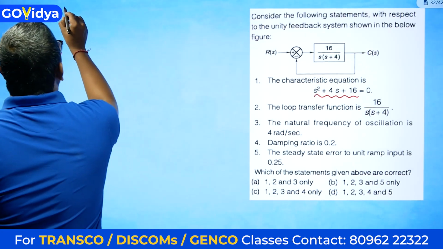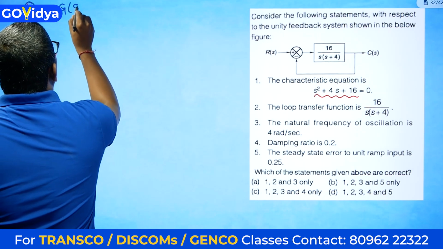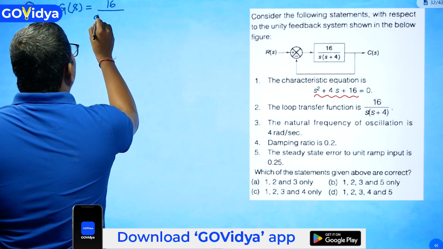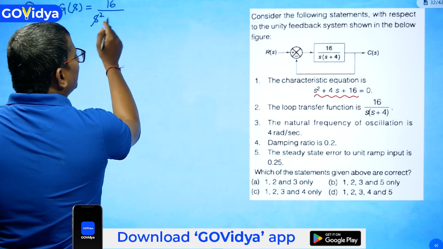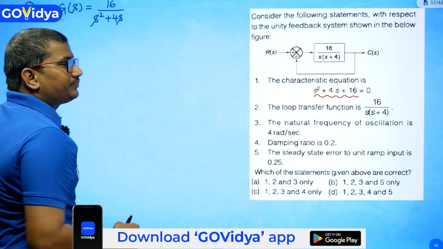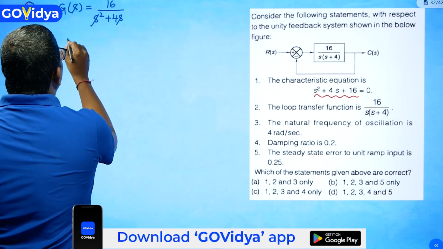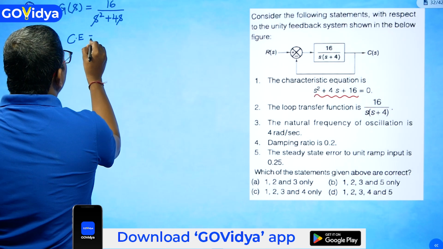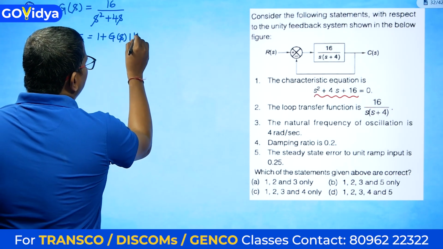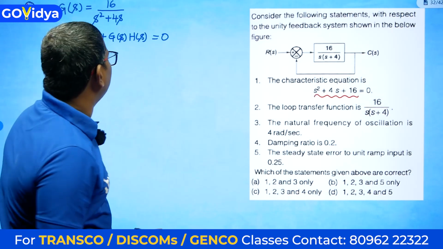So what is the G of s they have given? Let me take the first one. G of s is equal to 16 by s square plus 4s. I just multiplied that. Now what are they asking? Characteristic equation. What is the formula for the characteristic equation? Characteristic equation is 1 plus G(s) H(s), which is equal to 0. 1 plus G(s) H(s) equals 0.